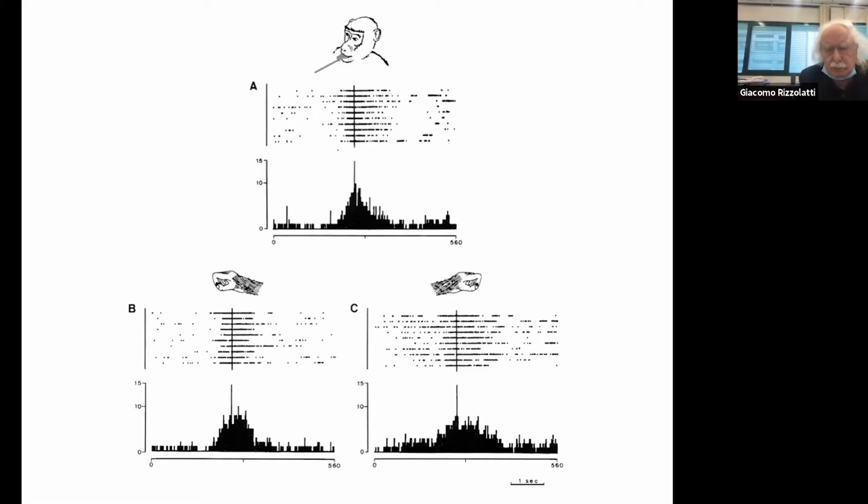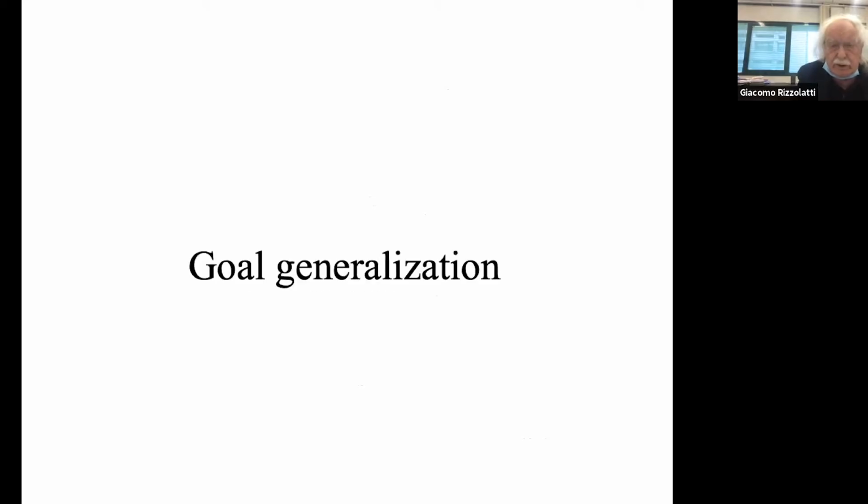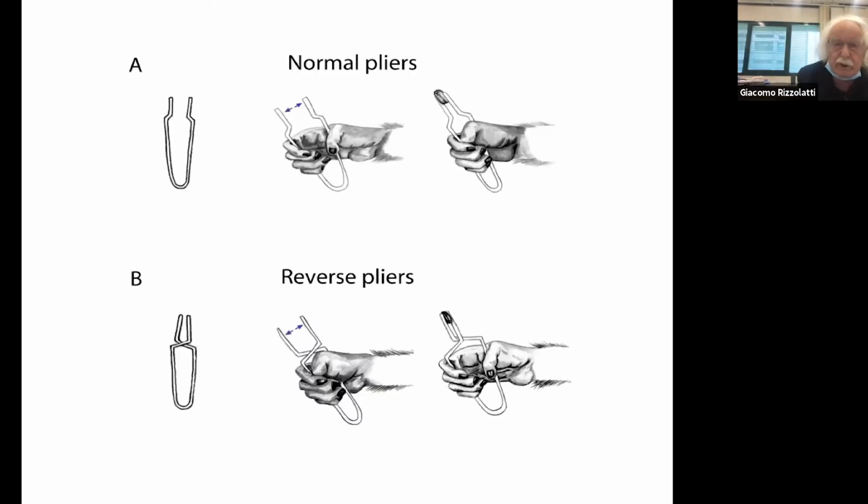And what it means, motor act, it means that several movements are organized in such a way to reach a goal. What is called the motor act is not the movement, but the goal of the movement. What is the advantage of the motor act? It allows a goal generalization. Look at this experiment, which is very interesting.